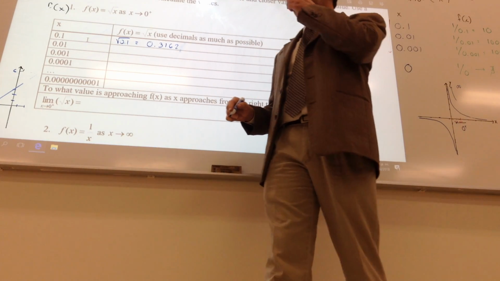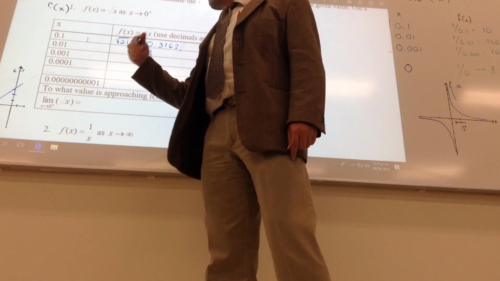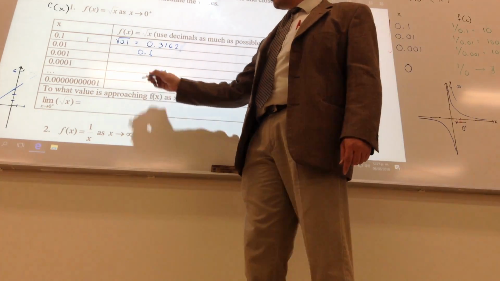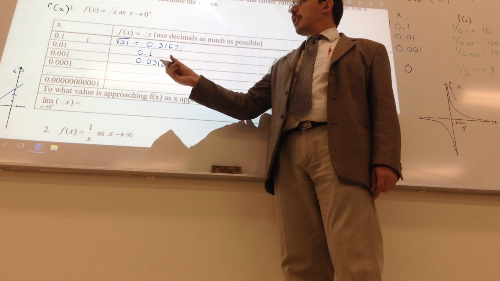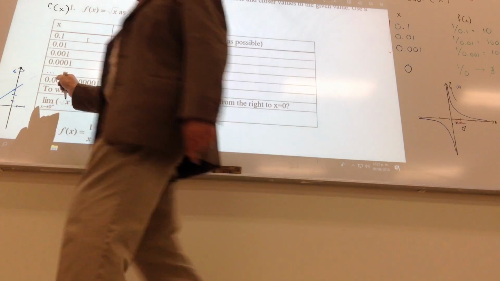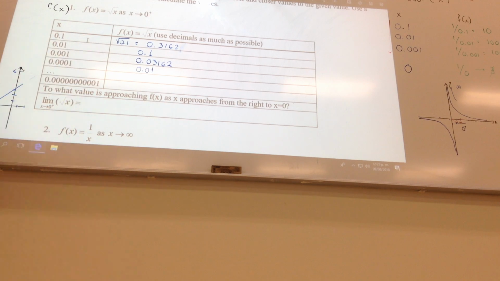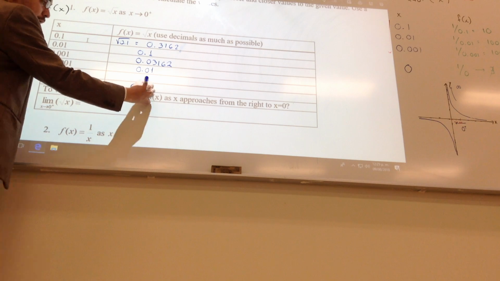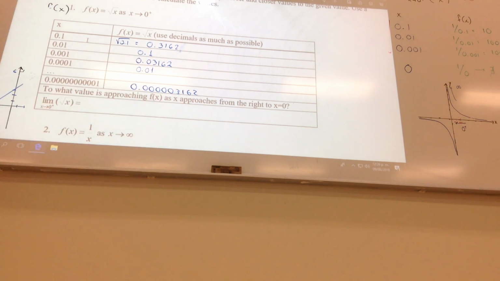Next one? The square root of 0.01? 0.1. Next one, 0.001. 0.0001. And the last one you have here, 1, 2, 3, 4, 5, 6, 7, 8, 9, 10 zeros and a 1. Jimena is doing 5 zeros. Okay.